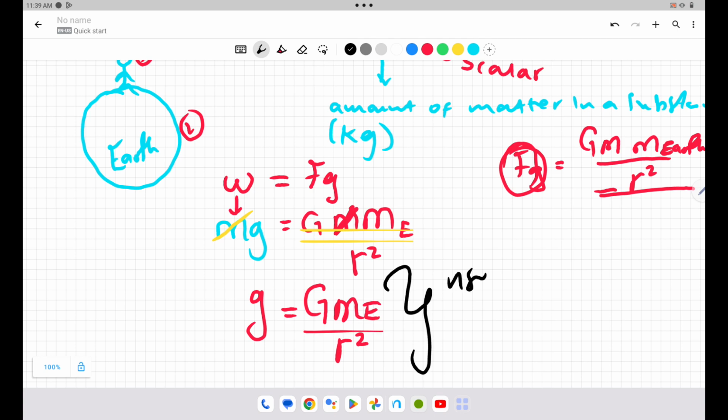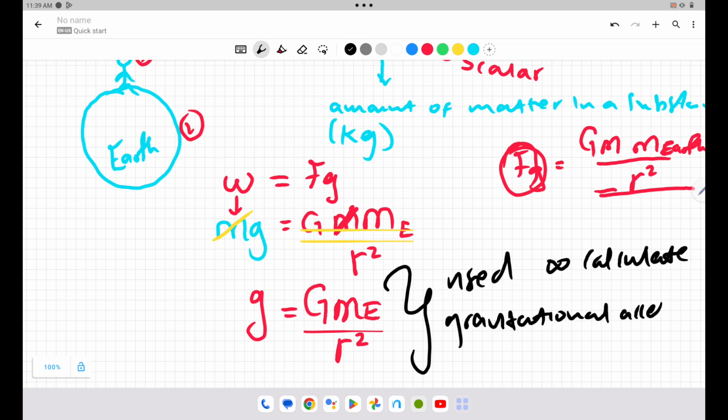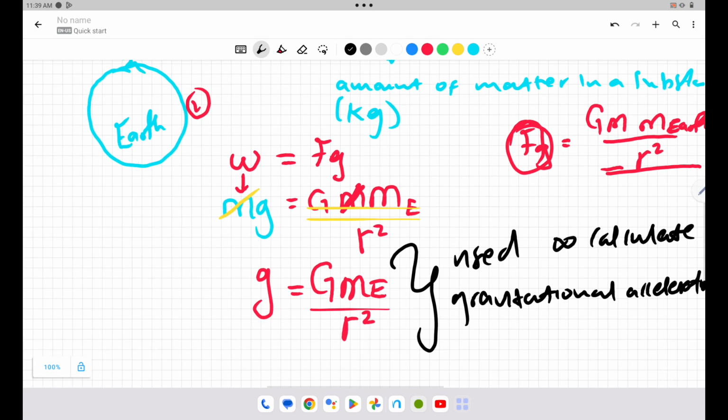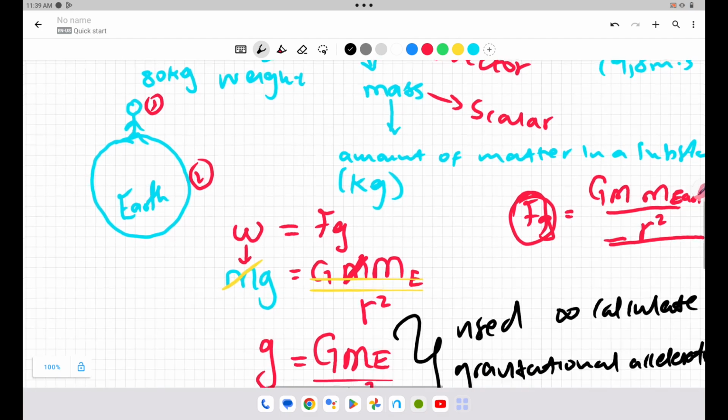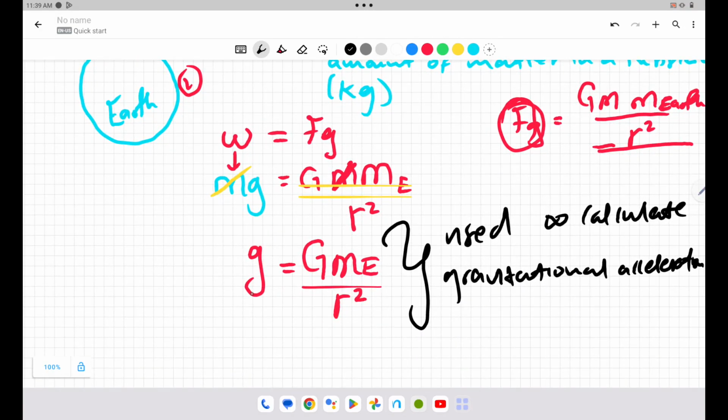This is used to calculate gravitational acceleration. It does not matter where. It could be gravitational acceleration on Earth or gravitational acceleration in some other place. I want us to talk about these variables. This is gravitational acceleration. This still has the same meaning.